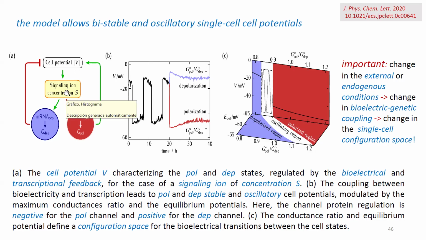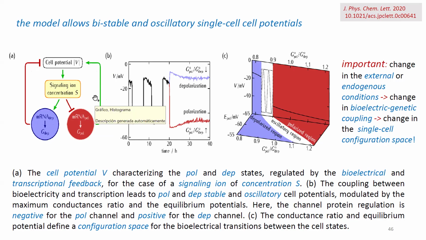And this signaling ion concentration influences the transcription of the depolarizing channel, and influences, in this case positively, upregulating, in this case negatively, downregulating the transcription of the polarizing channel. That means that you can control the cell potential because the polarizing channel tends to increase cell potential in absolute value. You can control cell potential because the depolarizing channel tends to decrease cell potential in absolute value, and you have then decoupled between the transcriptional layer and the bioelectrical layer.